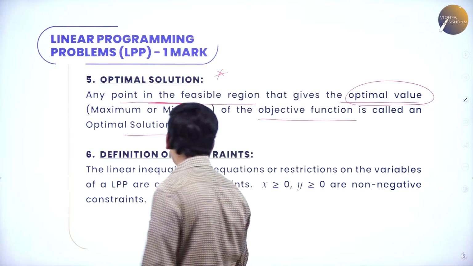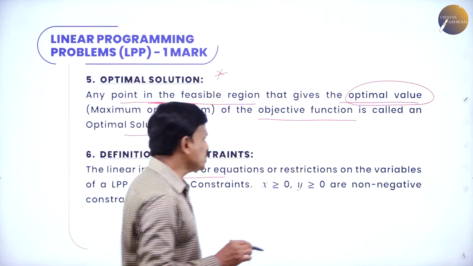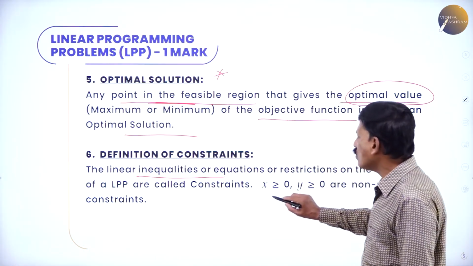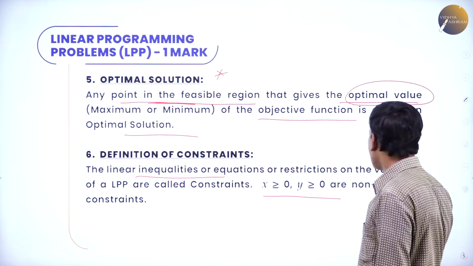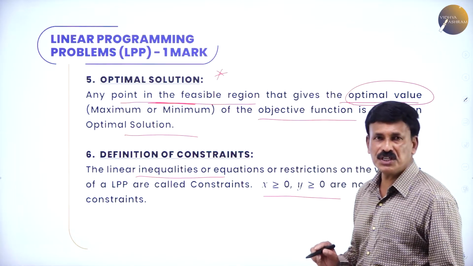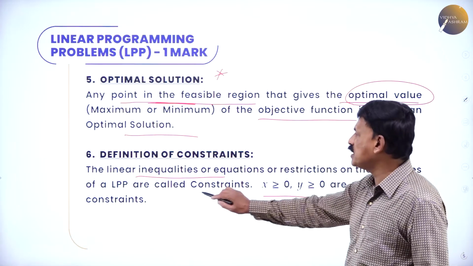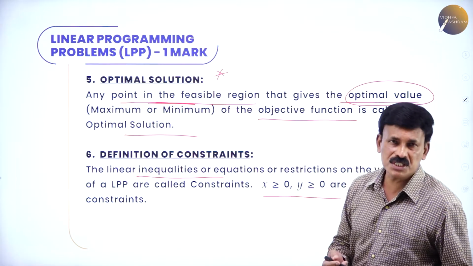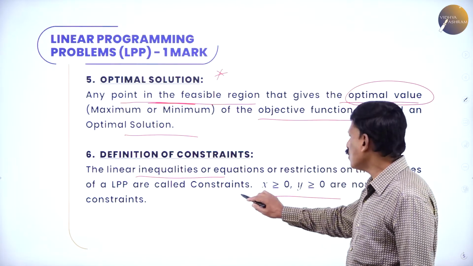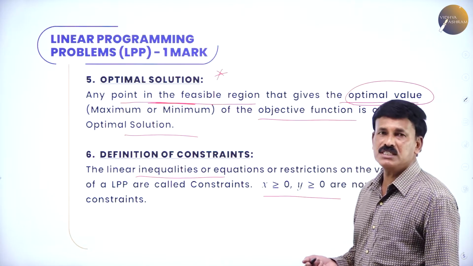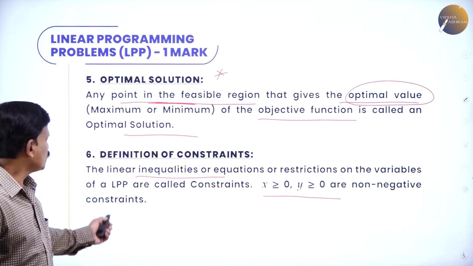Next, what is the meaning of constraint? The linear inequalities or equations or restrictions on the variables of an LPP are called the constraints. Usually the constraints are x greater than or equal to 0 and y greater than or equal to 0, the non-negative constraints. The restrictions or linear inequalities or equations on the variables of a linear programming problem are called the constraints, and the non-negative constraints we come across are x greater than or equal to 0 and y greater than or equal to 0.